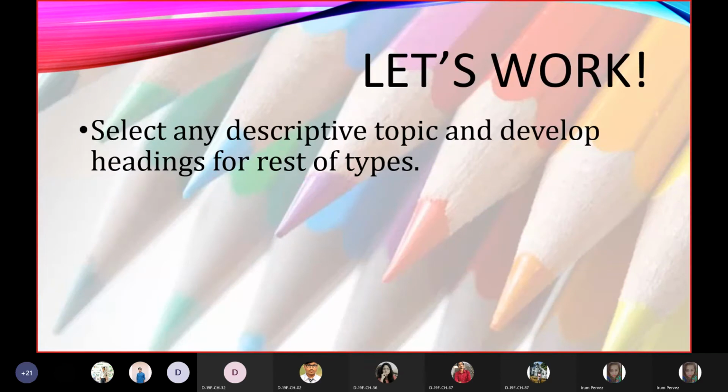All right, so let's work. This says select any descriptive topic and develop headings for the rest of the types. I selected transport and then changed the headings into the rest of the types. I chose the descriptive topic transport and then changed it into history of transport, land and sea transport, and then I chose pollution and its effect, pollution and its solution. In the same way, you have to select one descriptive topic and change the same topic into the rest of the headings.